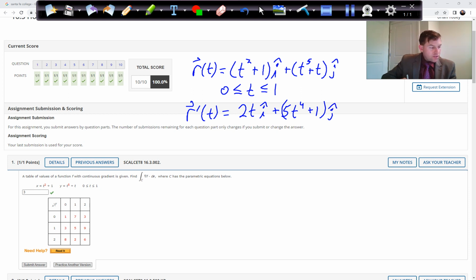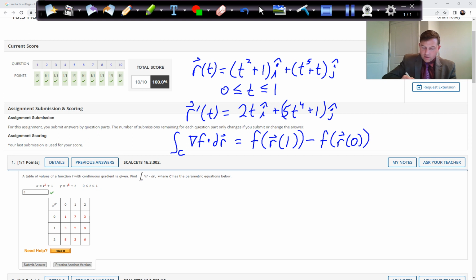And then we're going to say that the line integral of the gradient of f dotted with dr would have to equal f evaluated at the position vector at 1 minus f evaluated at the position vector at 0. And I got those numbers from these upper and lower limits on t.